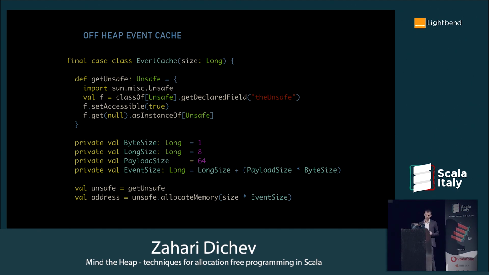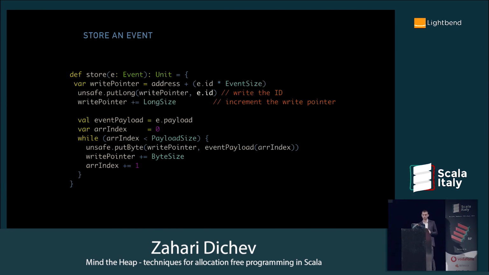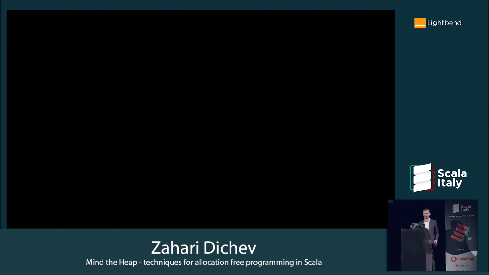So, and we get back a pointer that we can use to write stuff. And if we want to store an event in the cache, what we can do is that we get the event and we get the write pointer. We pretty much get this write pointer at the exact place where the event should reside based on its ID. And we write a long. And then we slide the pointer by 8 bytes in order to get to the point where we should be writing the payload of the event.